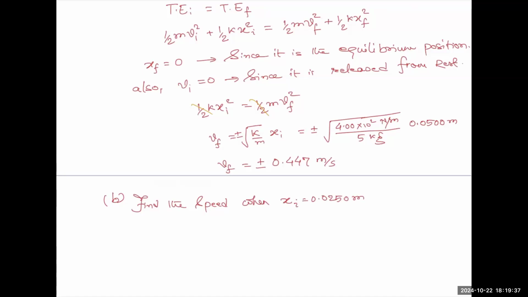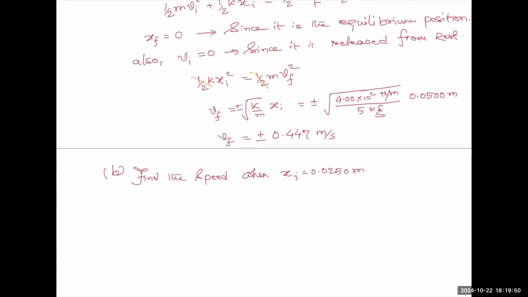Again here, what is xi? So xi is still positive, so that means we are still on the right hand side of the equilibrium position. Make sense? Again, same here, energy conservation. So what does the energy conservation say? The initial and the final total energy must be equal, right?